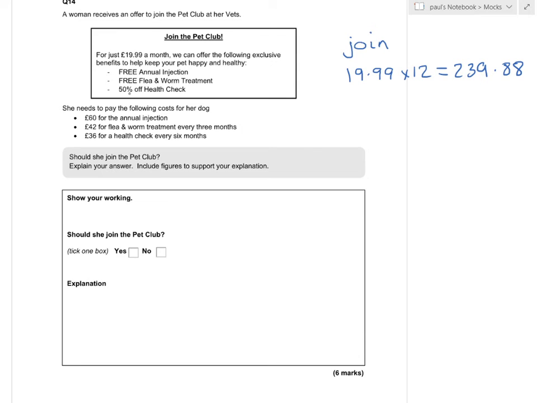Free injection, 50% off the health check. The health check is £36 every 6 months. So the health check is 2 times 36, which equals 72. She gets 50% off, so half of that, and now we're back down to 36. So add another £36 onto that. And that's it for that, yeah. So 88 and 5 and 7 and so it's going to cost her £275 for the year.